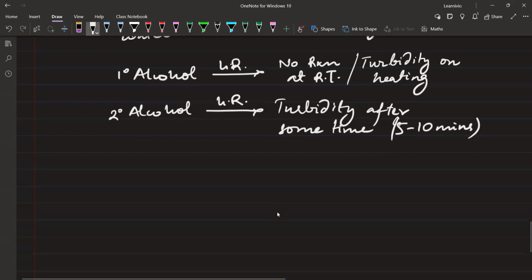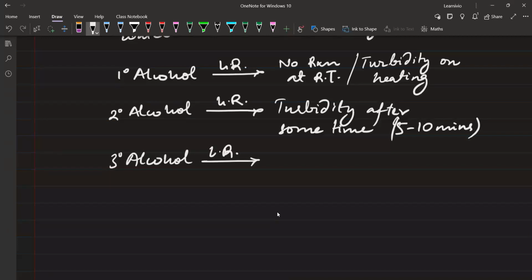ठीक है ना। चलिए, तीसरा है आपके पास क्या, 3 degree alcohol. And when you react this with Lucas reagent, it will give you turbidity immediately.